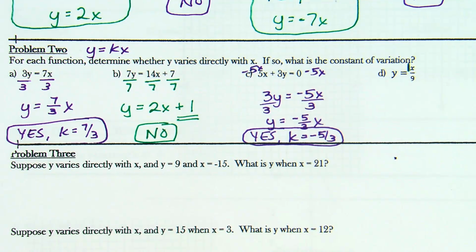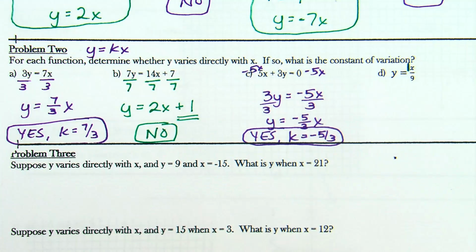Does this remind you of over here where I have negative 5x over 3, which could be written as negative 5/3 x? Anytime you have an x, there's an invisible coefficient of 1. So how could I rewrite this? 1 over 9. Y equals 1/9 x.